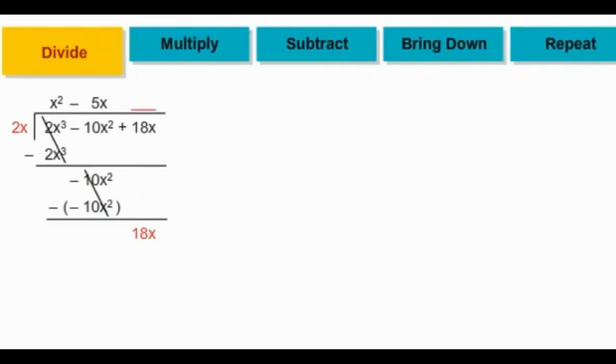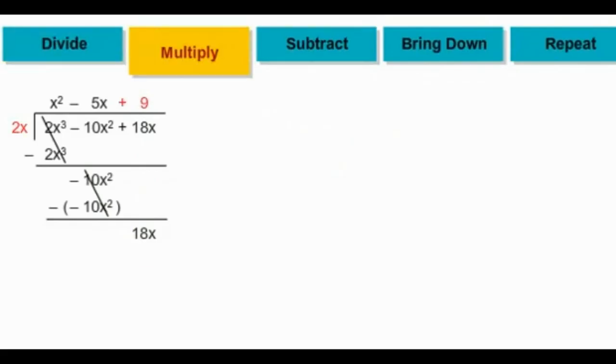Divide 18x by 2x. You can think of it this way. 18 divided by 2 is 9. What is x divided by x? Think about it. What is 11 divided by 11 or 100 divided by 100? The answer to all these questions is 1. Any number or variable divided by itself will result in 1. Another way to look at it is through the subtraction of exponents. Any number or term raised to the power of 0 equals 1. So 18x divided by 2x is 9. Place this above the third term of the dividend.